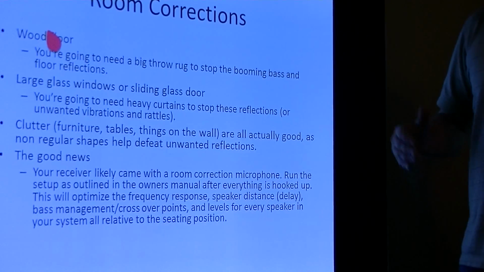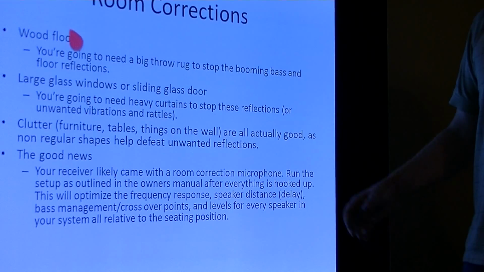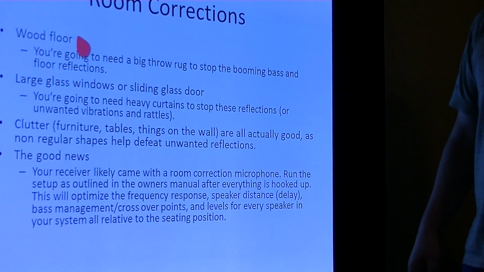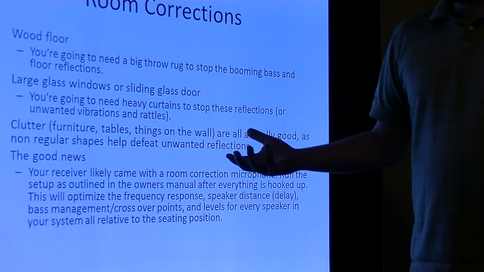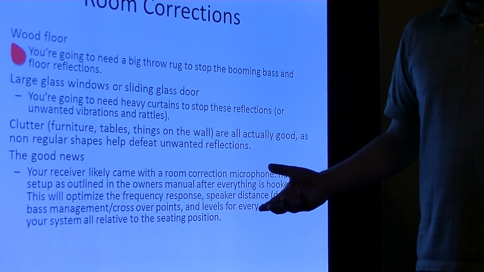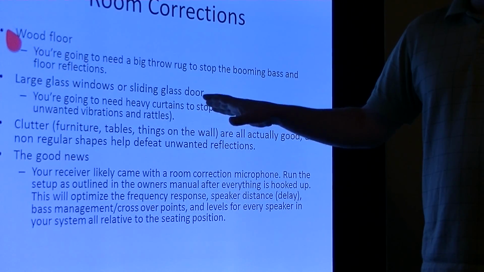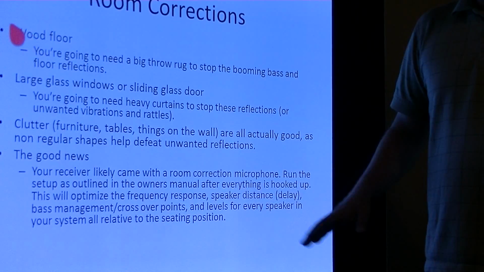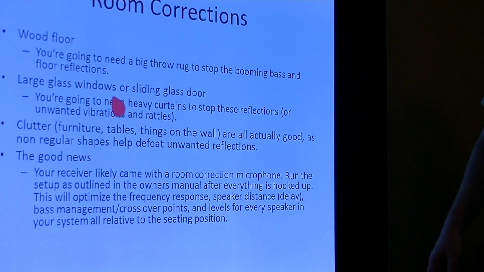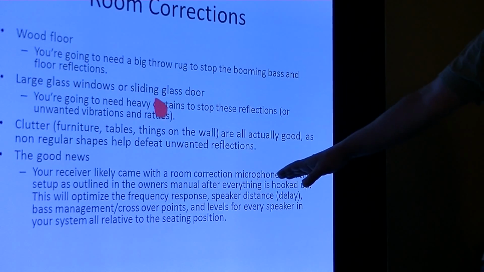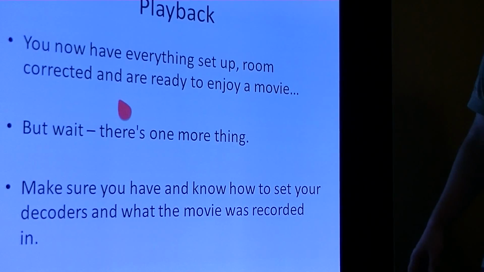Large glass windows, a really good thing to do for that is heavy curtains. Also, very interestingly enough, clutter. So furniture, tables, chairs, big pillows, these sorts of things actually help control the reflections in a room. So the clutter is essentially good for surround sound. And like I said, your receiver is going to have a microphone, which we'll go over.